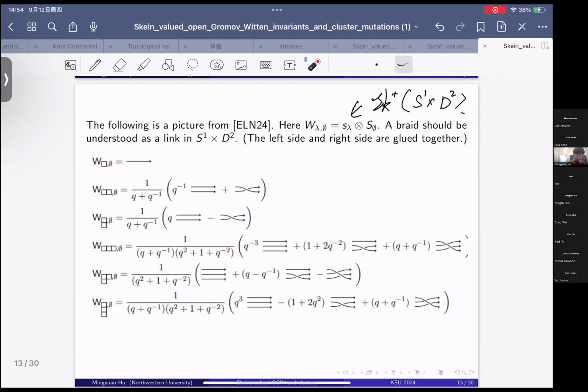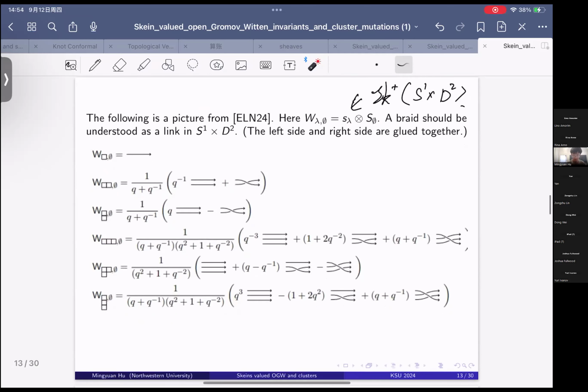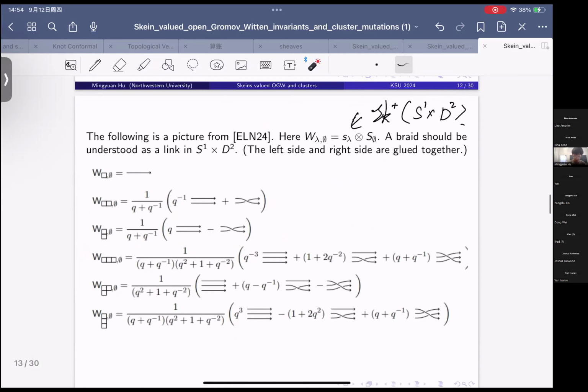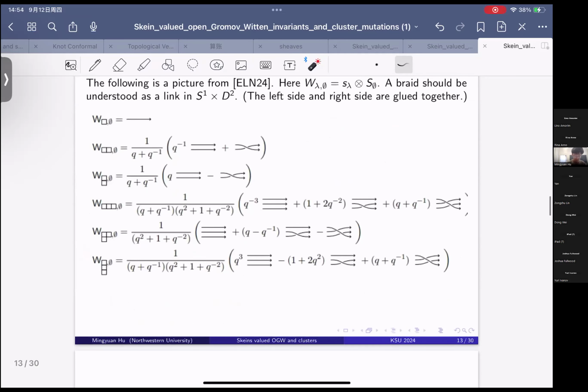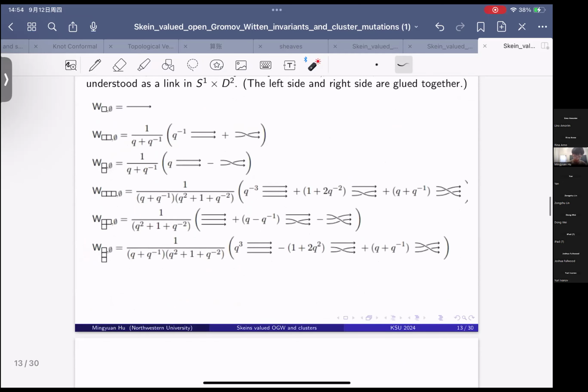There's a partition. When I give you a partition, there are some links, and you'll notice that the number of boxes corresponds to the number of strands in this braid. So that's the homology class of this link. So yeah.